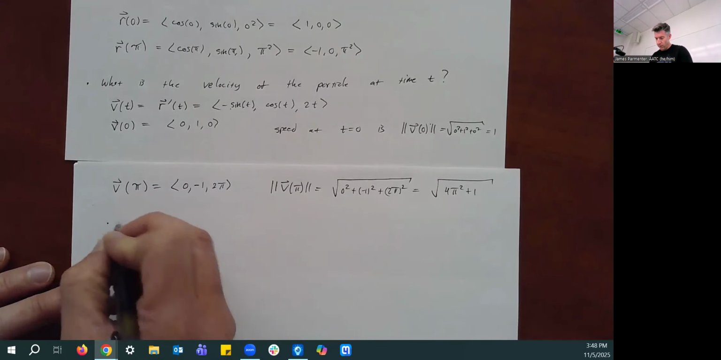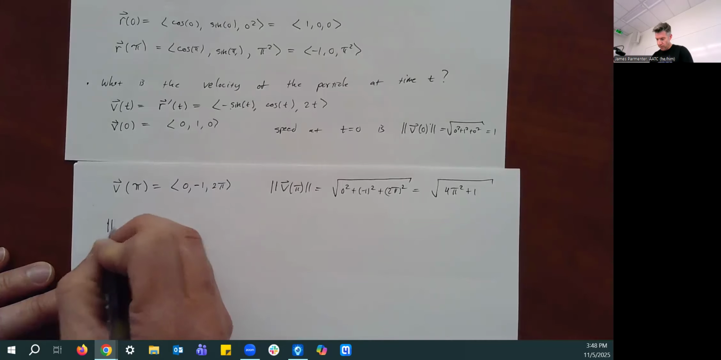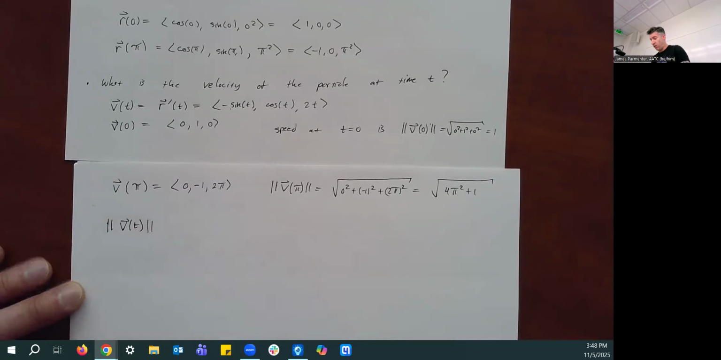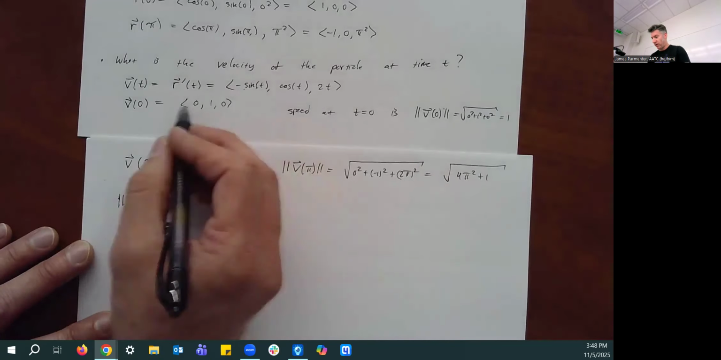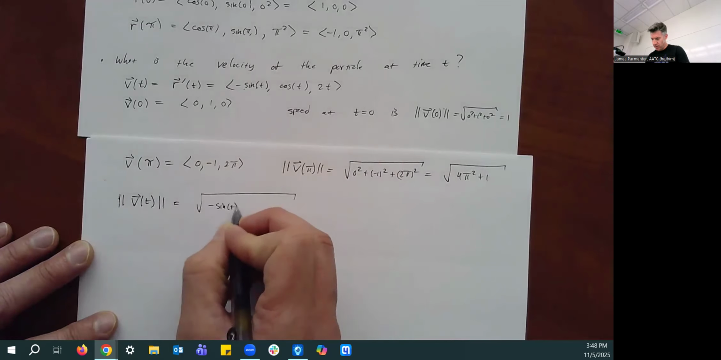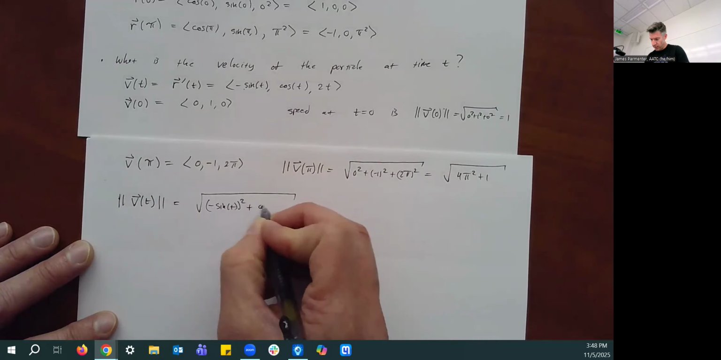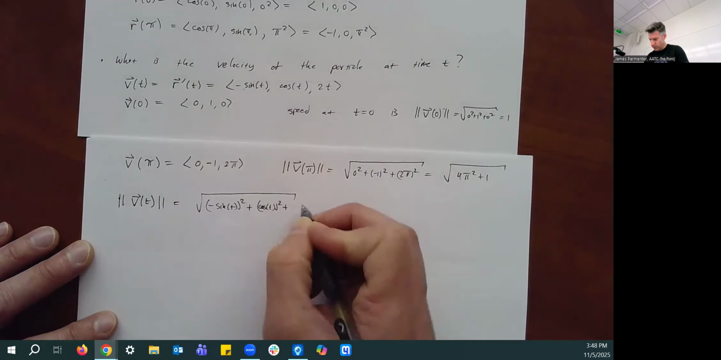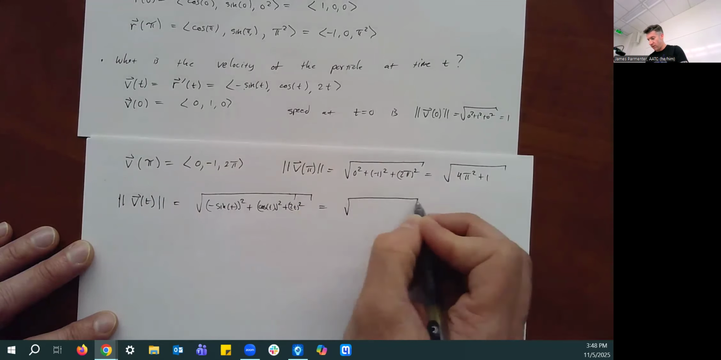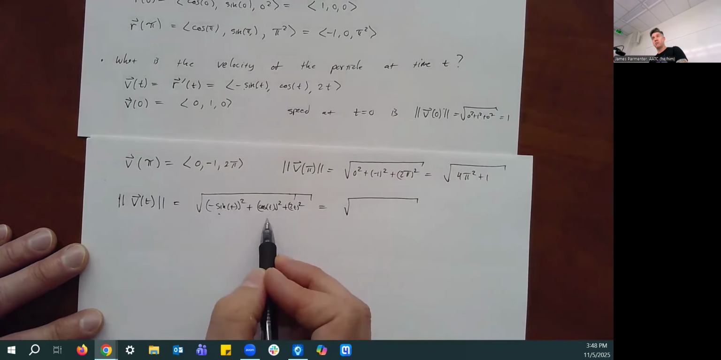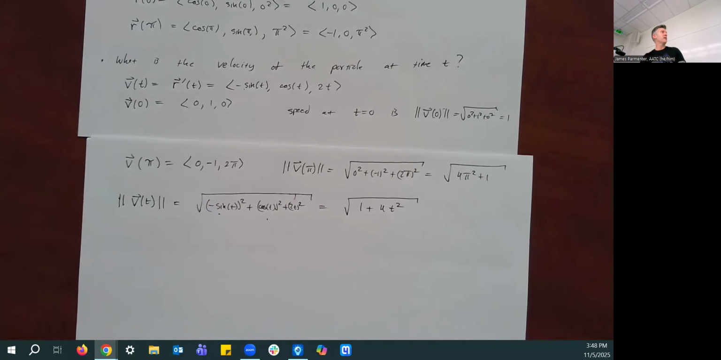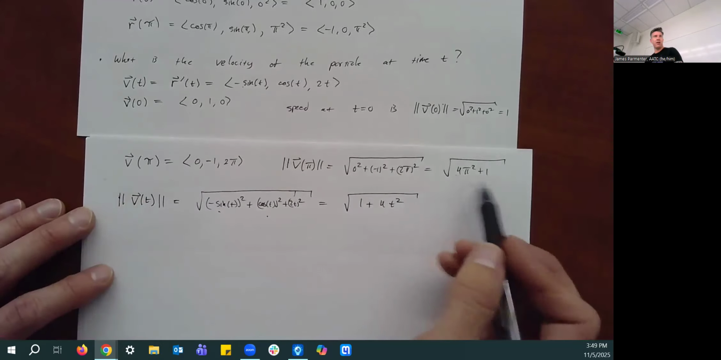More generally, we can find the speed as a function of t as well, by taking the magnitude of your velocity vector: the square root of (negative sine of t) squared plus cosine of t squared plus (2t) squared. Sorry, that was a little ugly. Which is the square root of sine squared plus cosine squared, which is 1, plus 4t squared. And then you can see, if we plug in pi for t, we exactly get that there.